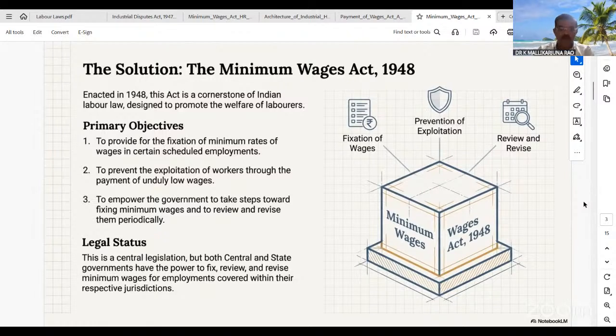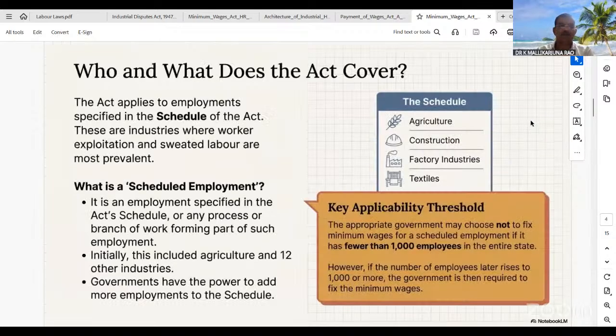So as per this recommendation of the labor commission, or they can appoint authorities, as per this inflation rate they need to revise these minimum wages, both central and state government, in a renewal period. So here the objective is fixation of wages, prevention of exploitation, and relief, and to revise the wages periodically.